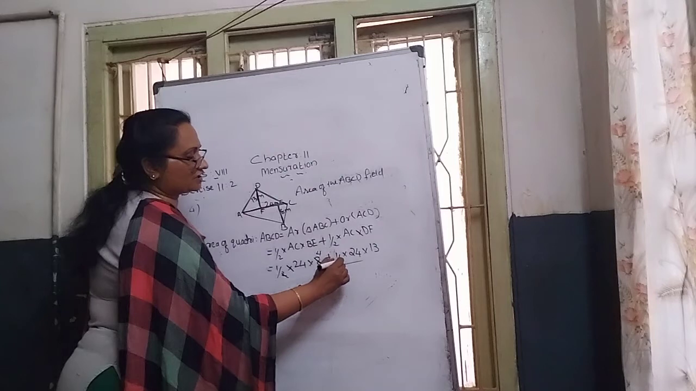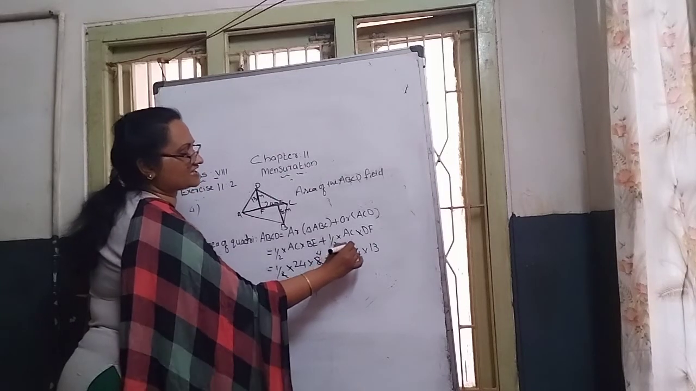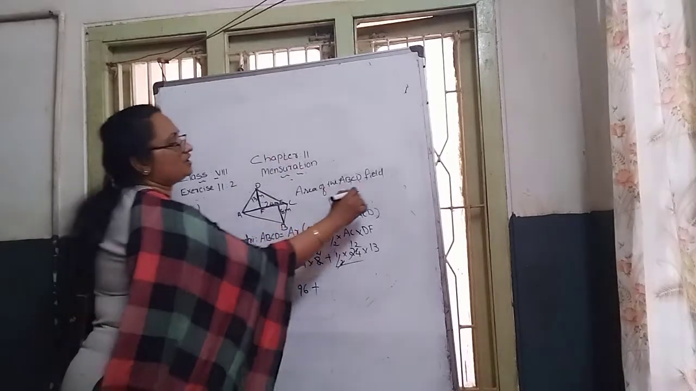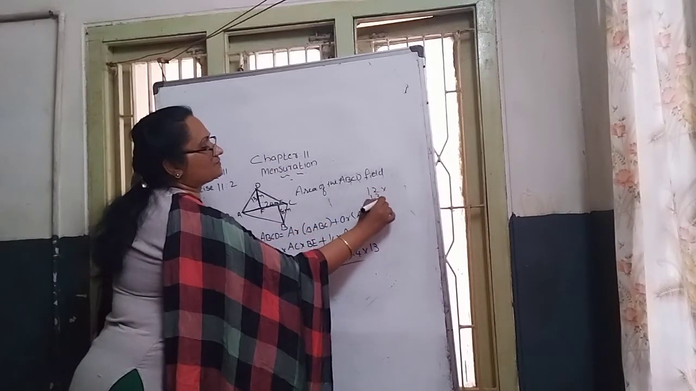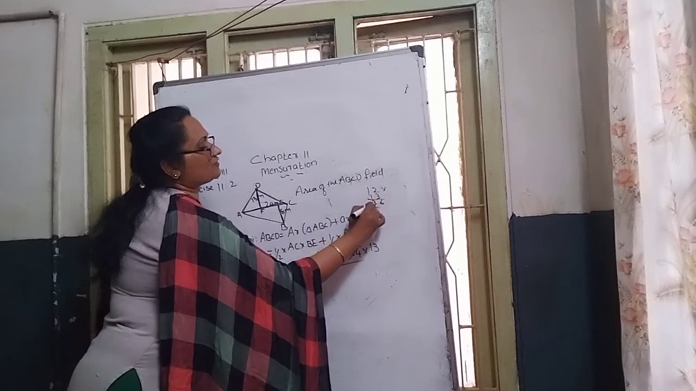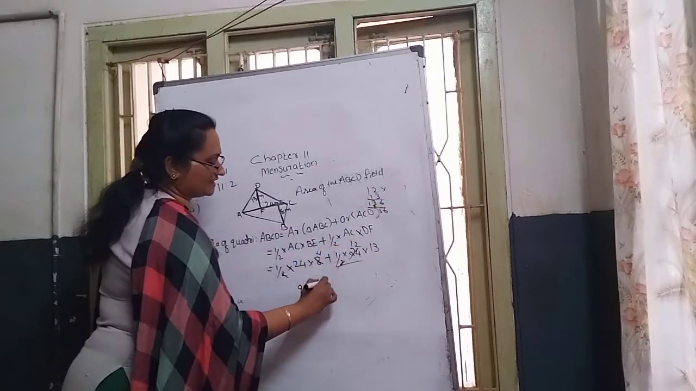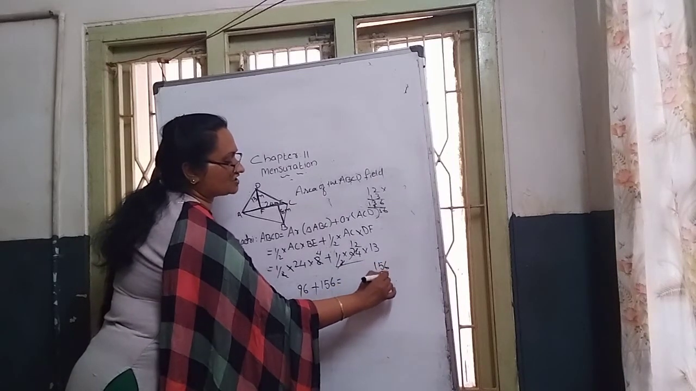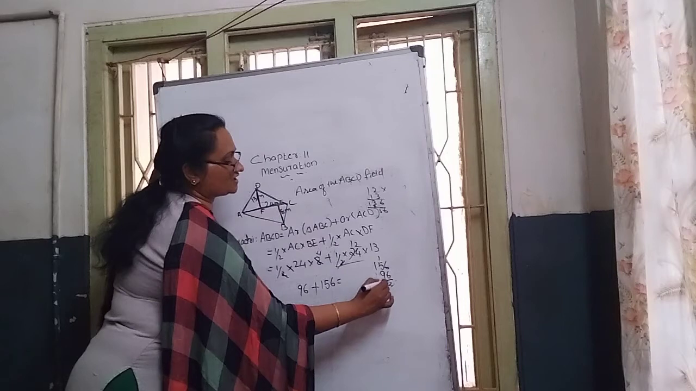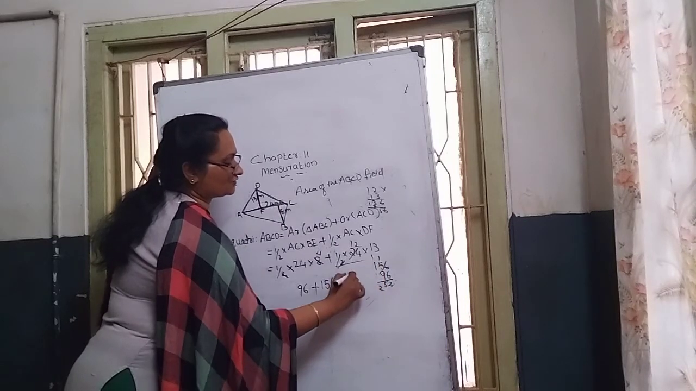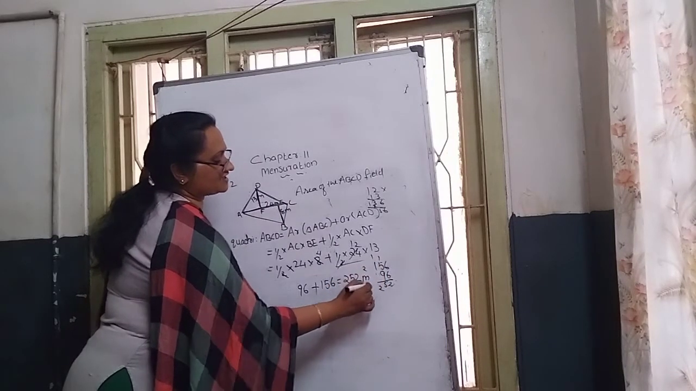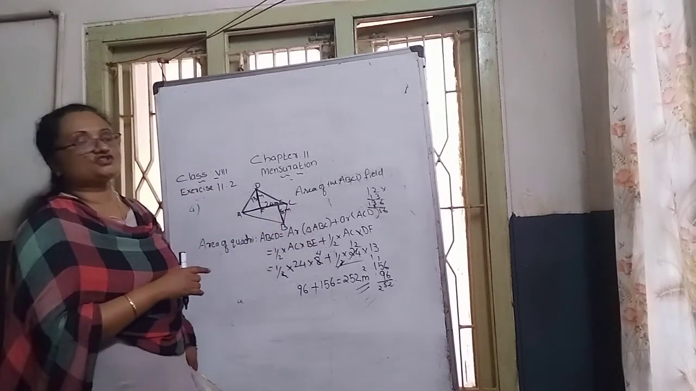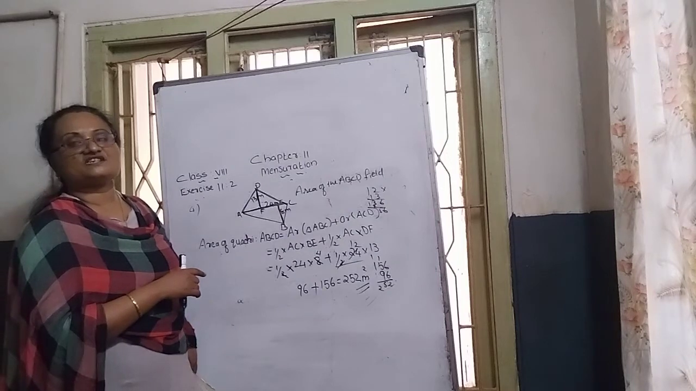Then here also, 24 cancelling with 2 gives 12, so 12 into 13 multiply. 12 into 13: 3 twos are 6, 3 ones are 3, 1 into 12, 12; so 156. These two values are to be added. 156 is added with the 96. So how much will come? 252 meter square is the area of this entire field ABCD. 252 meter square is the area of the ABCD quadrilateral.